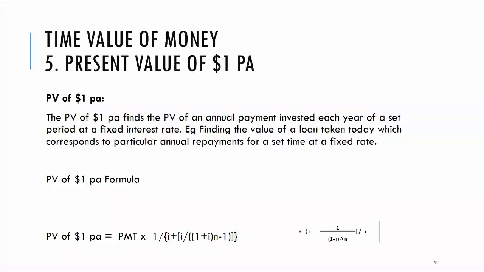Two more formulas to go. I'll go through quickly. Present value of $1 per annum. The present value of $1 per annum finds the present value of an annual payment invested each year of a set period at a fixed interest rate. Example, finding the value of a loan taken today which corresponds to a particular annual repayment for a set time at a fixed rate.